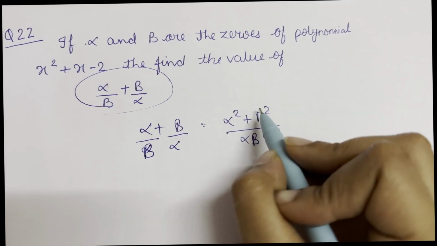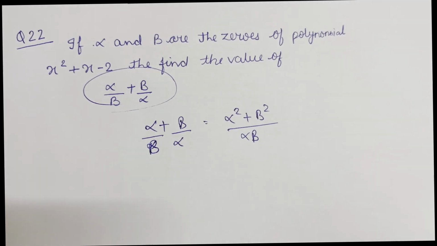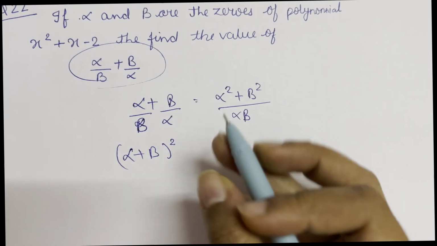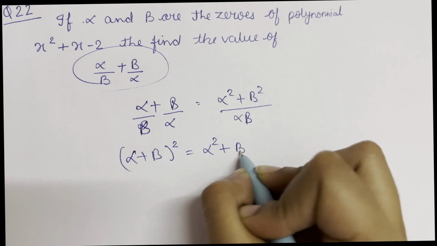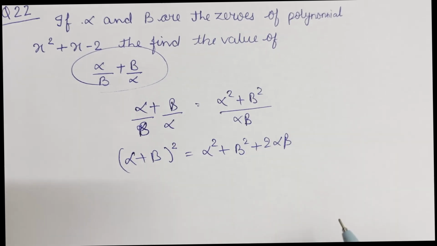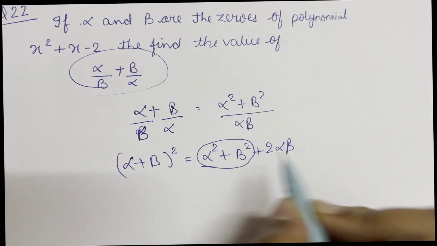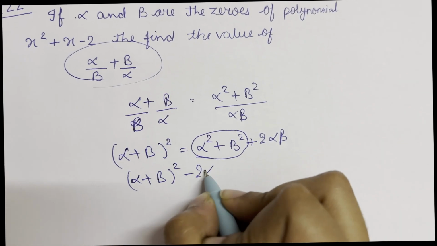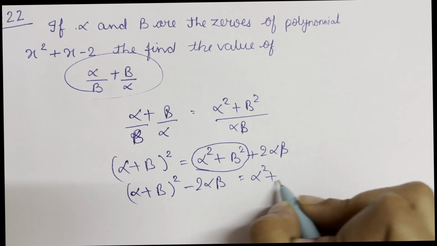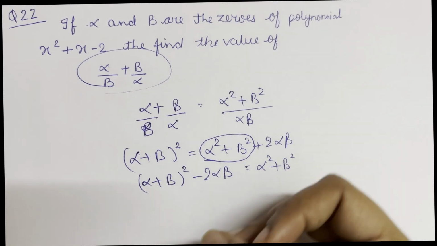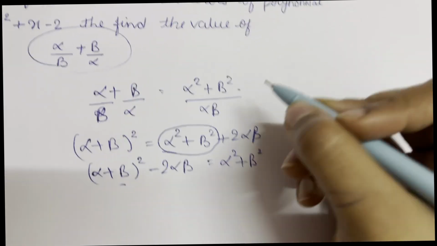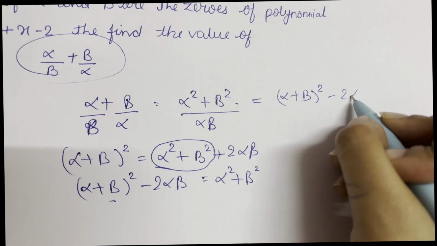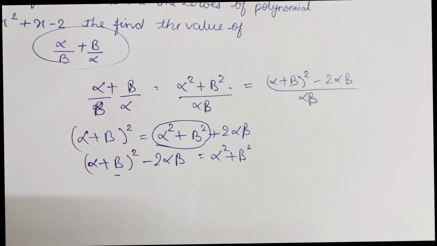To solve this, we have to solve the numerator part. We look at the identity: alpha plus beta whole square equals alpha square plus beta square plus 2 alpha beta. From this, we find alpha square plus beta square equals alpha plus beta whole square minus 2 alpha beta. Substituting this value, the expression becomes alpha plus beta whole square minus 2 alpha beta upon alpha beta.